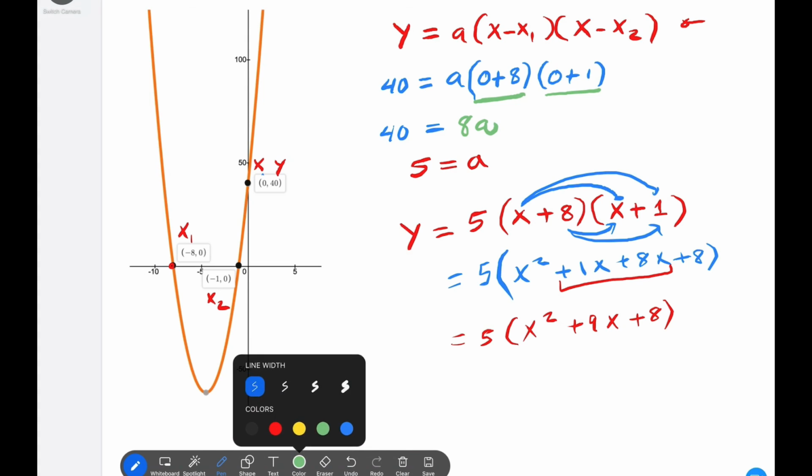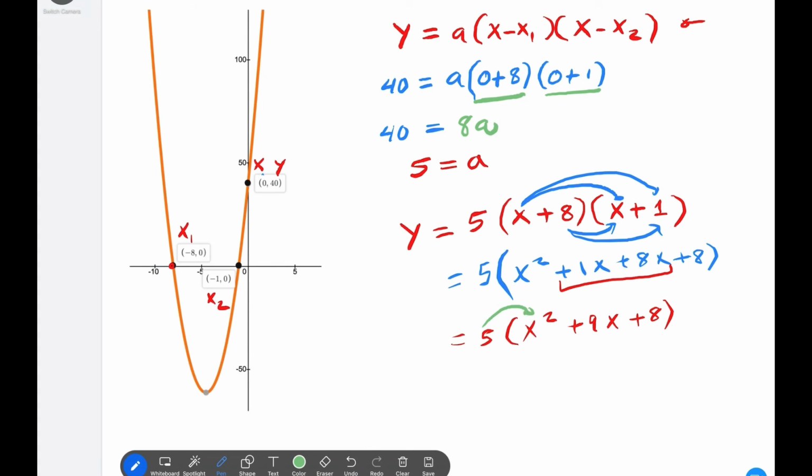All right, last step. You distribute 5. Okay, so y equals 5x squared plus 45x plus 40. So that's your answer.